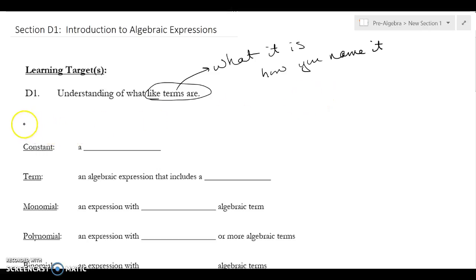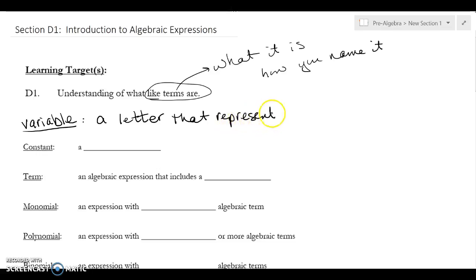I don't have a definition here, but this is something that we need to know. We need to know what a variable is. And a variable is a letter that represents any number. So sometimes you're going to have a problem that says a number and we don't know what that number is. So when we don't know what something is, we're going to name it a variable.